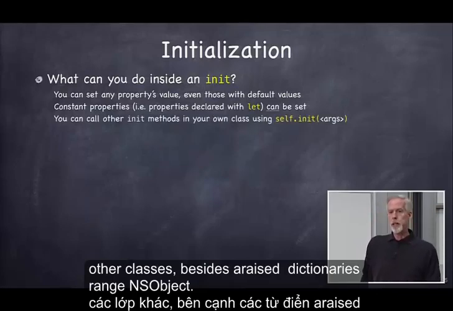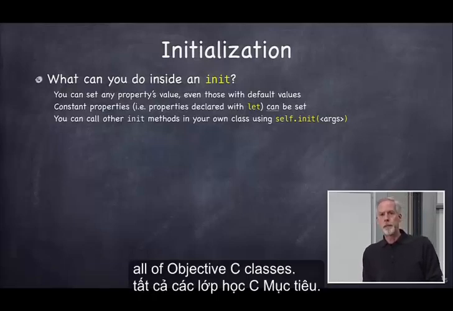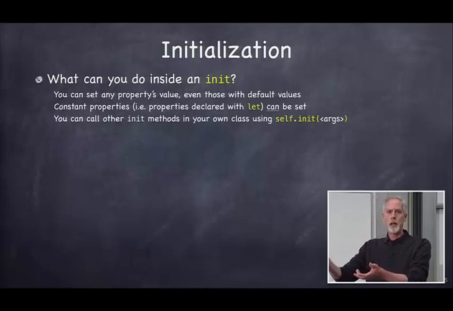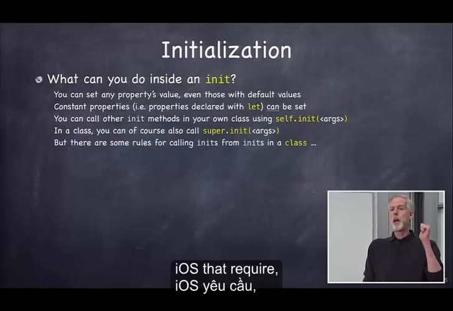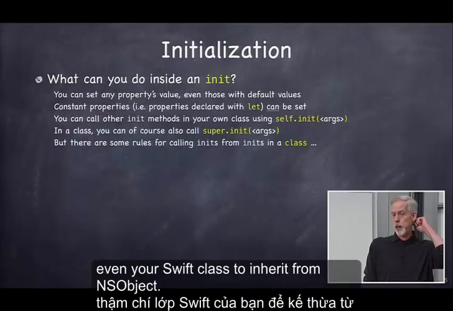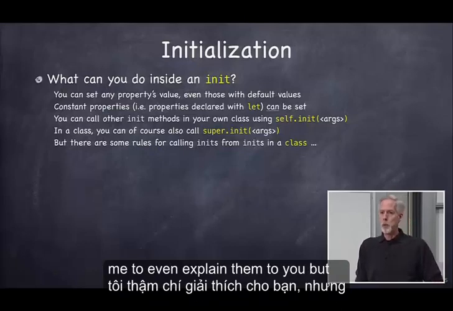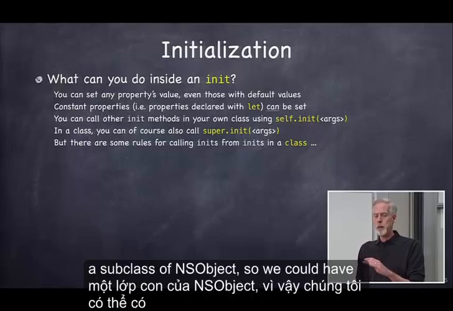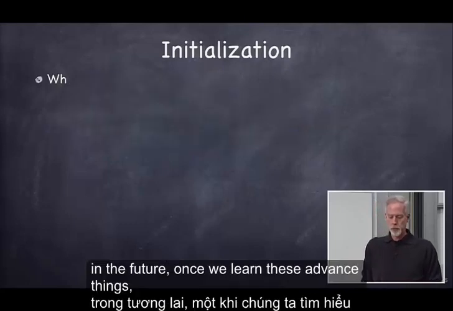You can call other init methods in your own class or struct using self.init. Okay, self.init, you can call the other ones with different arguments. So that sounds good. And of course, in a class, you can call super.init. Call your superclass's initializers with their arguments, whatever they might be. However, big old humongous however on this one, there are a lot of rules for calling other inits, especially in classes. In structs, it's not a big deal, but in classes, there's a lot of rules, and we're going to take 2 slides here to go through these rules briefly.